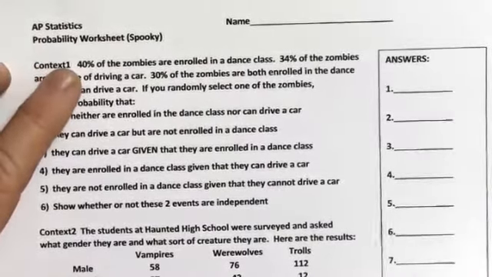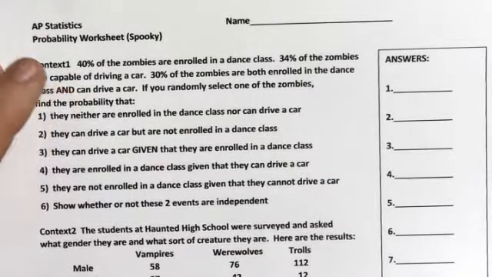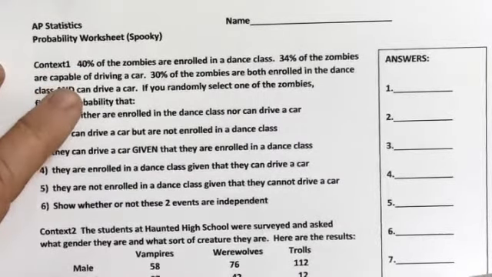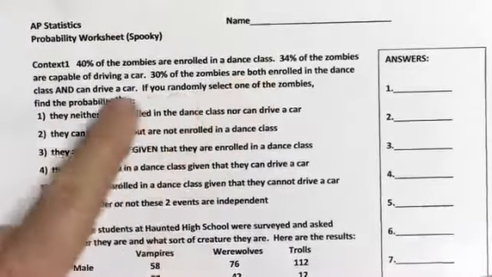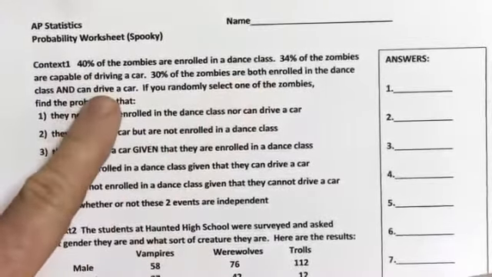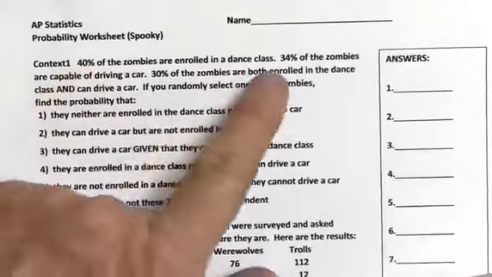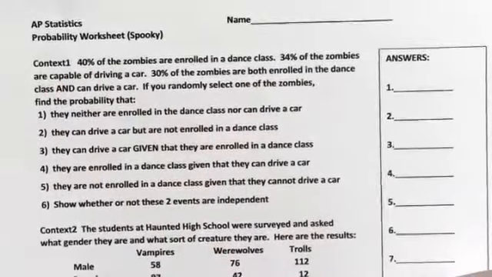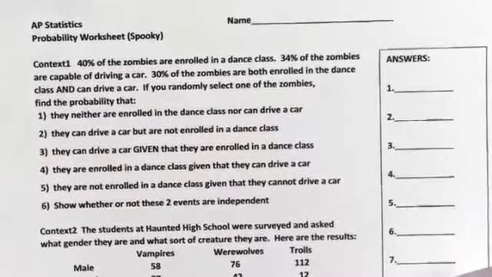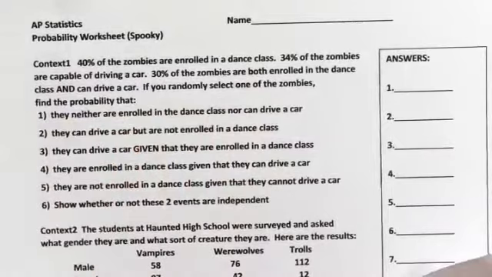40% of the zombies are enrolled in a dance class. 34% of the zombies are capable of driving a car. 30% of the zombies are both enrolled in a dance class and drive a car. That is telling us there's a good chance a Venn diagram is what this is. When you're given the probability of one thing, the probability of another, and the probability of both, there's a good chance you make a Venn diagram and it'll make the problems a lot easier. If you randomly select one of the zombies, we have to find these probabilities.